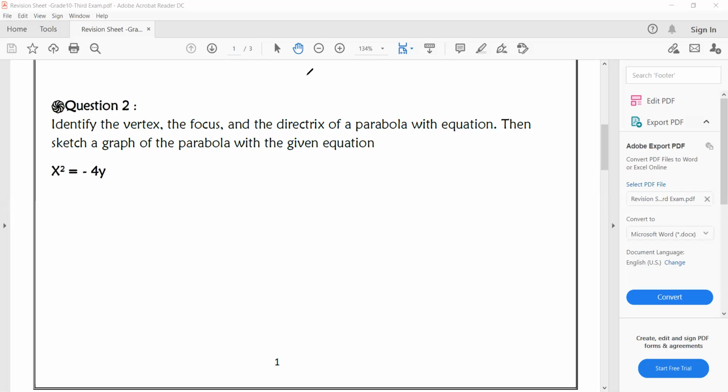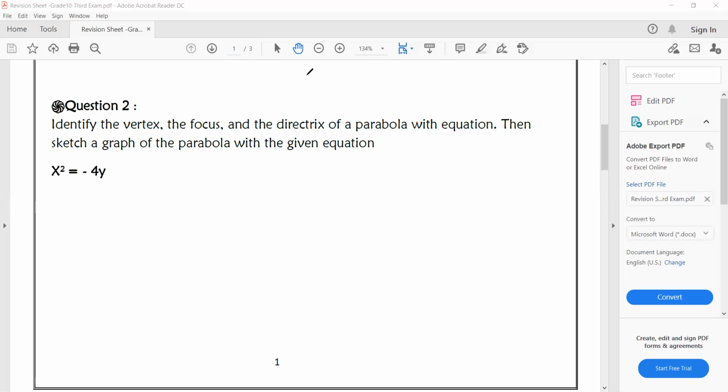Now, identify the vertex, the focus, and the directrix of the parabola with the equation. Then sketch the graph of the parabola with the given equation. Here now we have x squared equal negative 4y. Here, this is a parabola.